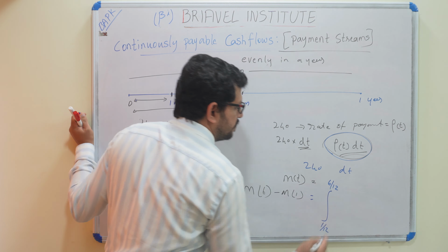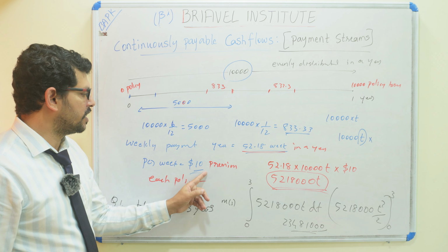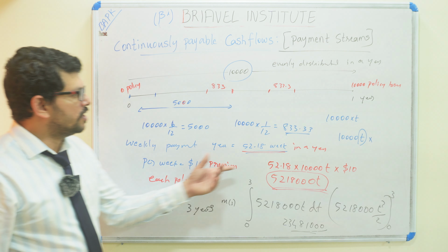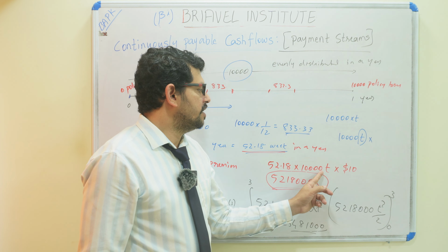We take 52.18 weeks in a year, and each policy pays a premium per week of $10. So each policy gets a total payment in a year of 52.18 times $10. This is the rate of payment, policies into dollars. Integrating from 0 to 3, we get the 3 year total payment. If you want to find the 5 years, integrating from 0 to 5, we get the 5 year policy total payment.